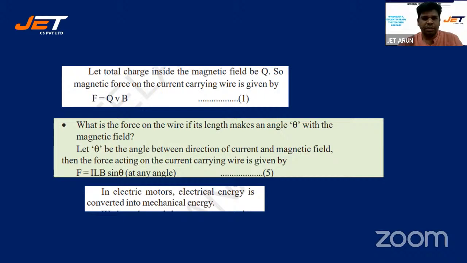Now, similarly, because a current carrying conductor is nothing but charge in motion, if a moving charge experiences force, a current carrying conductor will also experience force, right? And that force is given by ILB sine theta.